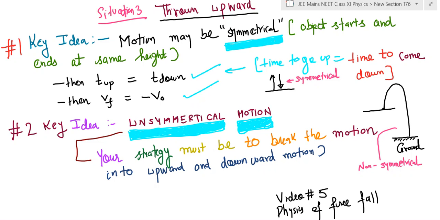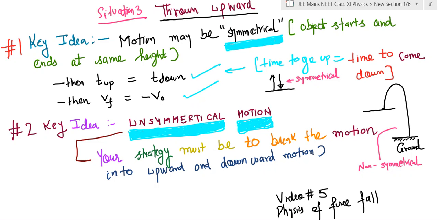So in symmetrical motion, the time the body takes to go up is equal to the time the body takes to come down. And obviously, since you have thrown the body upwards, the sign convention, which you must absorb in your mind to strengthen your internal logic, will be negative.